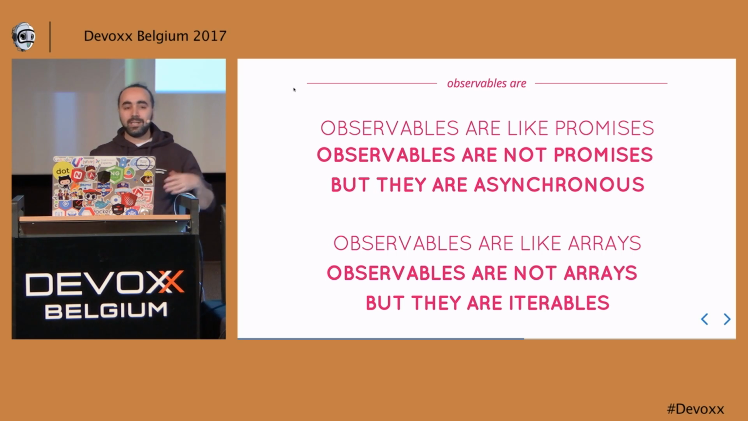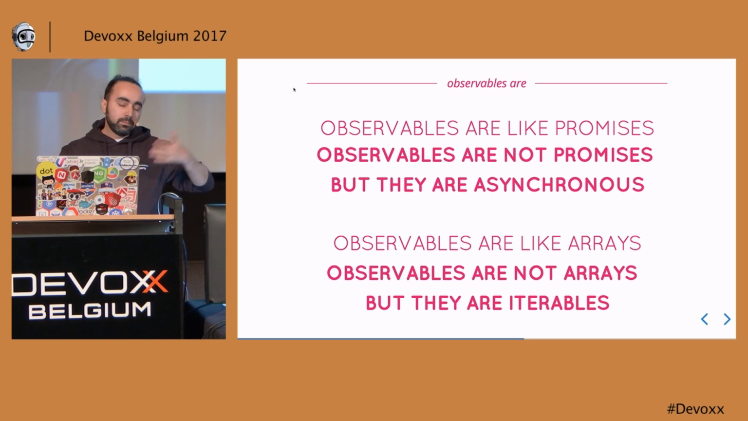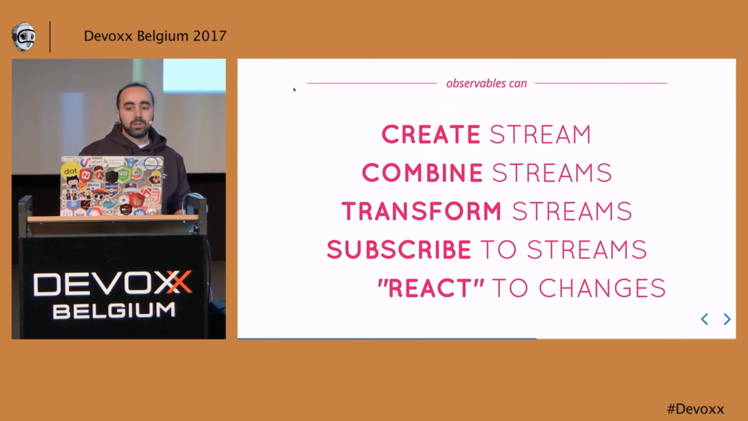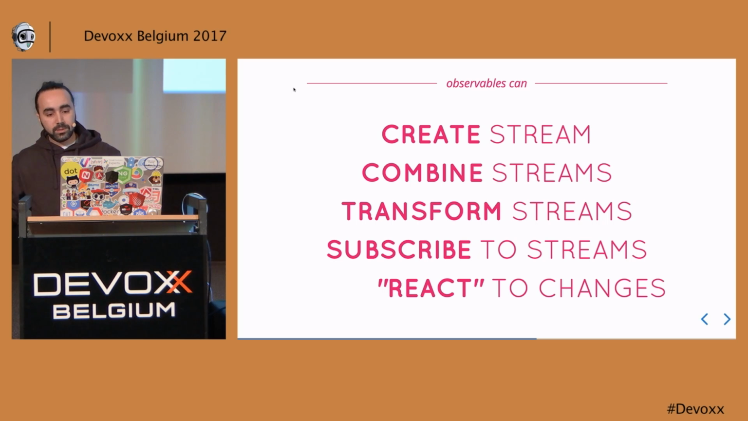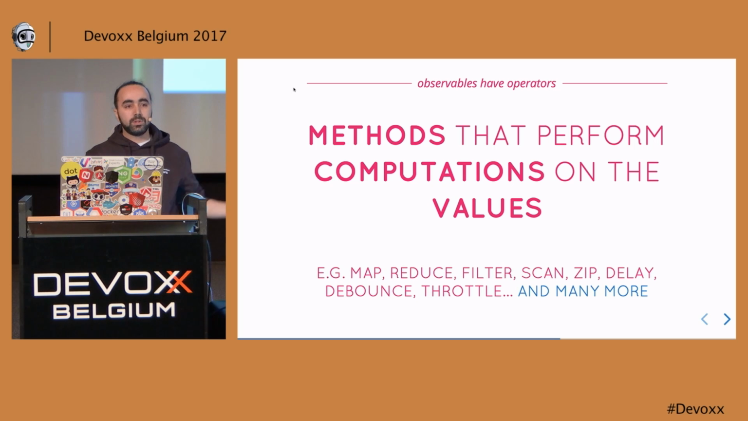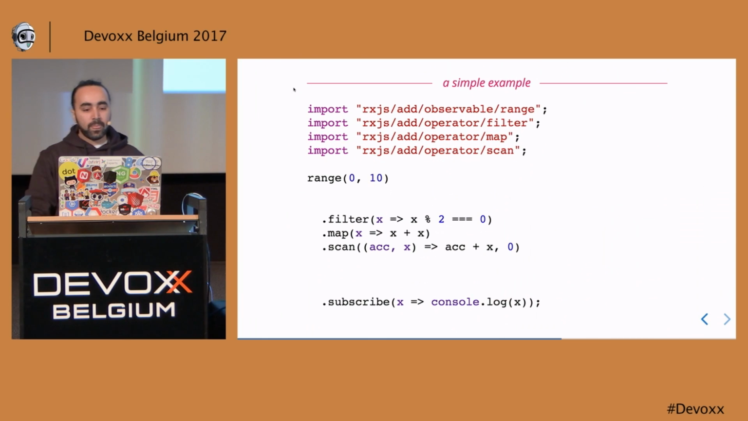And observables are also like arrays, meaning that we can iterate over them, but they are not arrays. So with observables, we can create a stream, combine it, transform it, subscribe to it, or react to changes. We have many methods that we can use in order to perform some sort of computation over these values. For instance, map, reduce, filter, zip, and there are tons of methods.